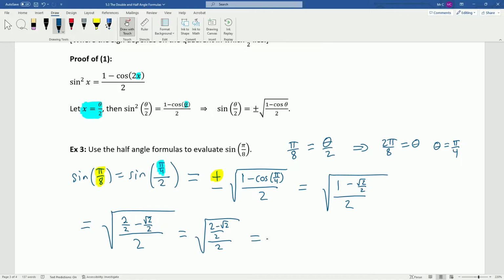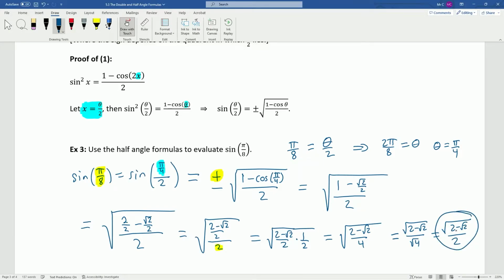And now I can rewrite this as the square root of 2 minus root 2 over 2 times the reciprocal. Our denominator here is 2, so the reciprocal is 1/2. So I'm multiplying by 1/2. That gives me the square root of 2 minus root 2 over 4. And finally, I can split up the square root into the square root of 2 minus root 2 divided by the square root of 4. And the square root of 4 is just 2. So this is our final answer: radical 2 minus root 2 all over 2.